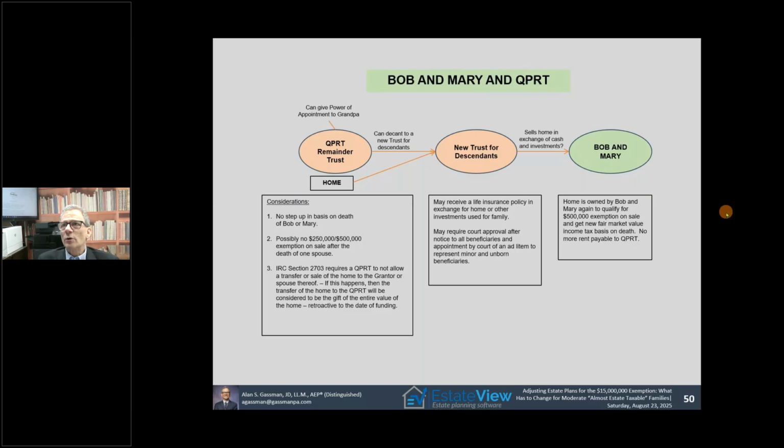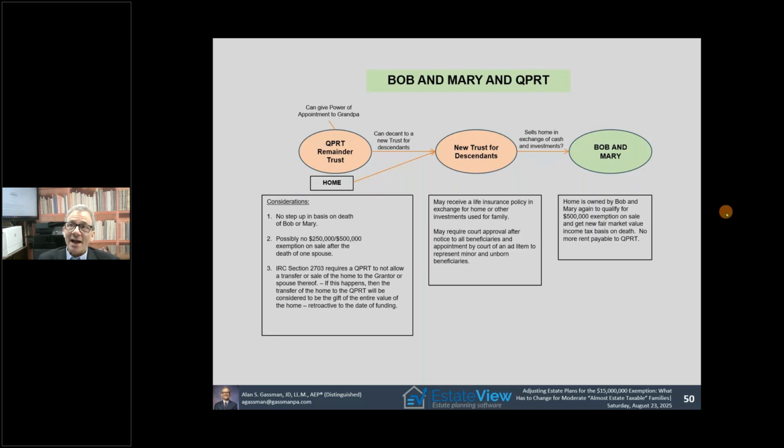Okay, fine. The report gets written. It's good for the descendants, even the minors, even the unborn contingent beneficiaries. The judge takes out that clause. They buy the house out of the QPRT. They use appreciated assets, and everybody's happy.